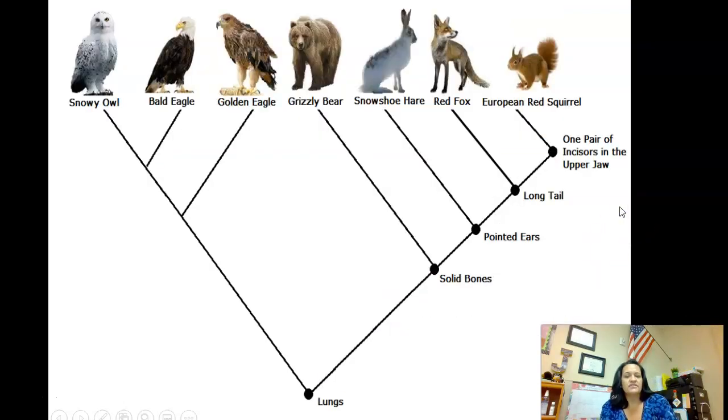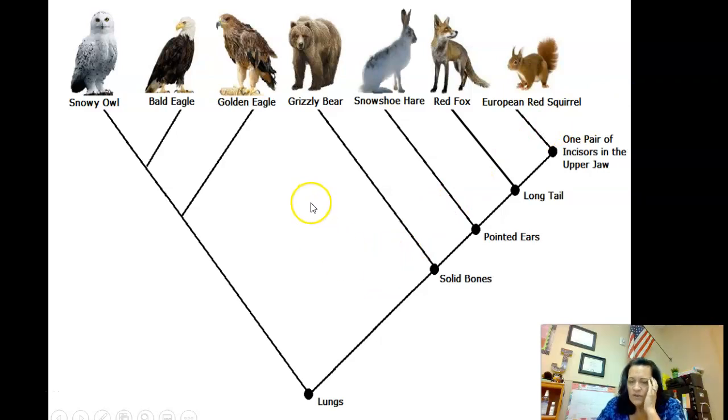Here's another one here. So this one, if you would, how many animals on this list have lungs? All of them, right? Okay, how many animals have solid bones? Well, then we'd have to go here: grizzly bear, snowshoe hare, red fox, and European red squirrel. Those all have solid bones over on this side, okay?